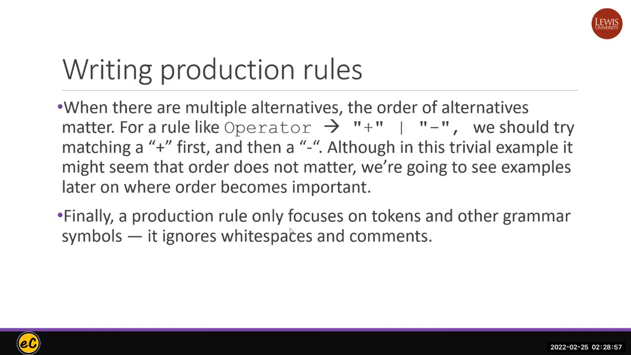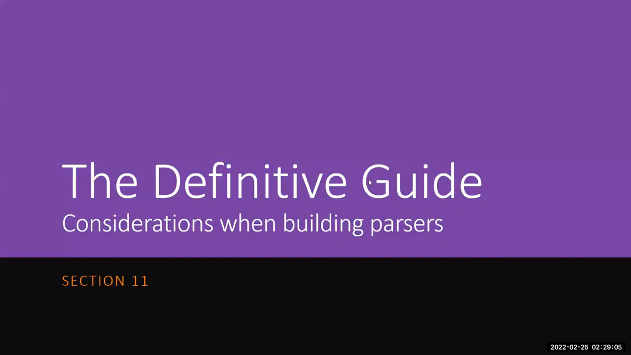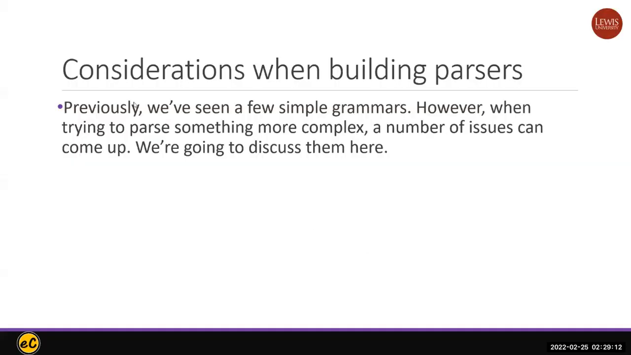Finally, a production rule only focuses on tokens and other grammar symbols. It ignores the white spaces and comments. So comments and white spaces will be ignored. So the next one, section 11, considerations when building parsers. Previously, we have seen a few simple grammars. However, when trying to parse something more complicated, a number of issues can come up. So we will discuss them here.